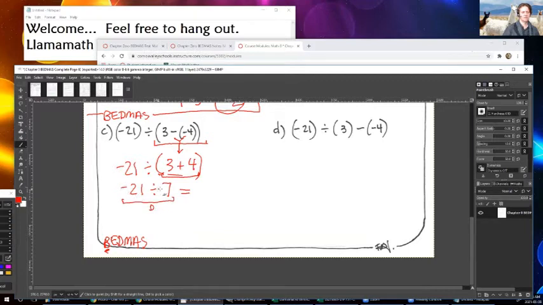So I have 1 negative and a positive. So 1 negative means the answer is going to be negative. 21 divided by 7 is going to be 3. And my answer is -3.